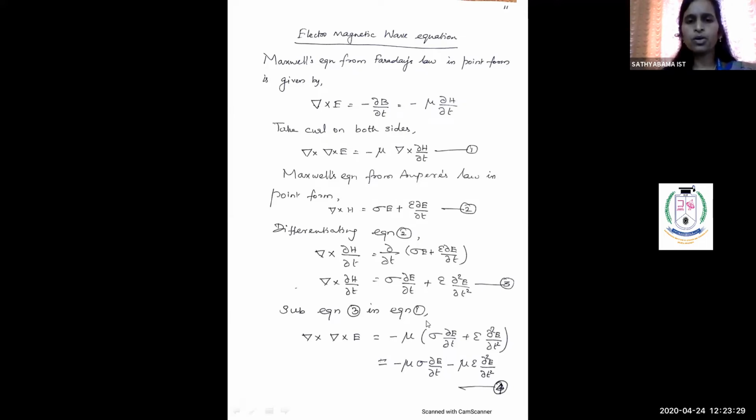That's it. So on the right hand side also we have to take the curl function. When you take curl, mu is the constant. So we keep minus mu aside and take the curl of dou H by dou T. So it becomes del cross E is equal to minus mu into del cross dou H by dou T, which is our first equation. This is the equation derived from Maxwell's equation from Faraday's law. That is our second equation.